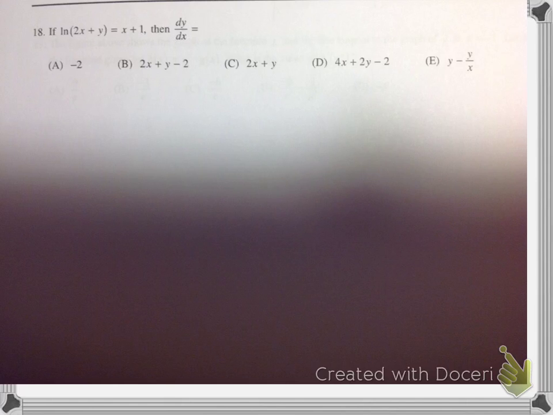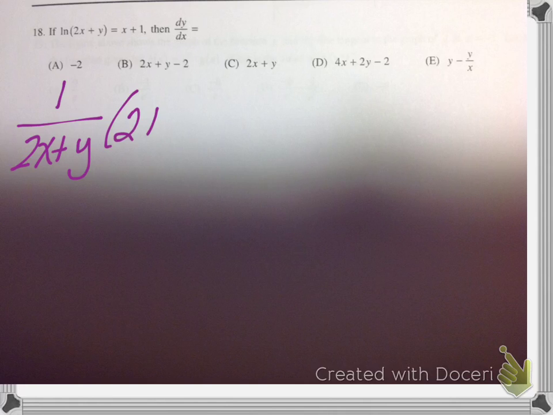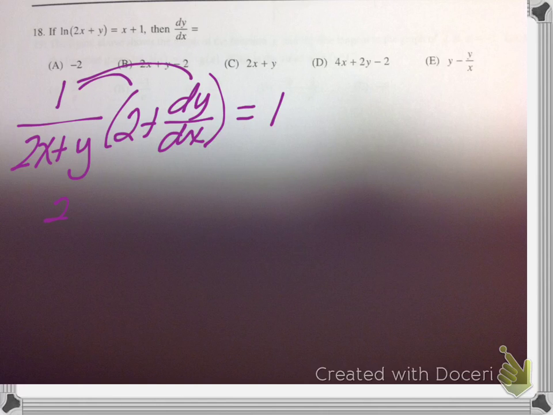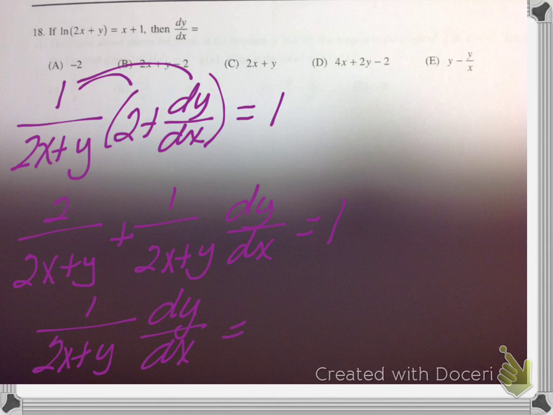Okay, so this is number 18. This is just a derivative using implicit differentiation. So the derivative of ln of something is 1 over that something times the derivative of the something. Okay. And now you're going to have to distribute with this. Okay, so we want to keep all dy dx terms on one side. Move everything else over.